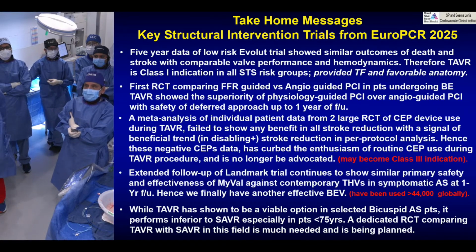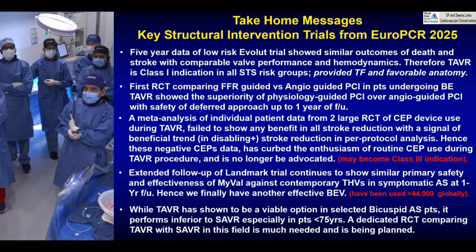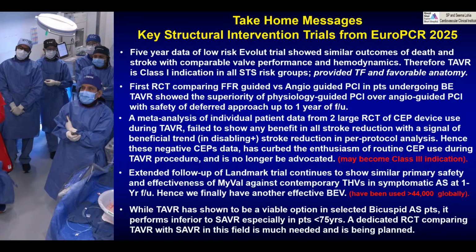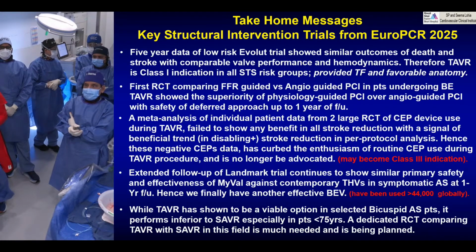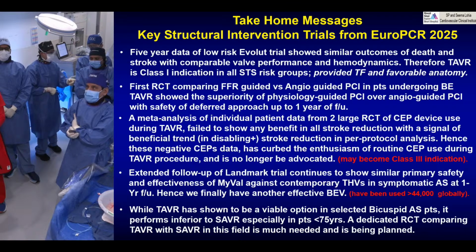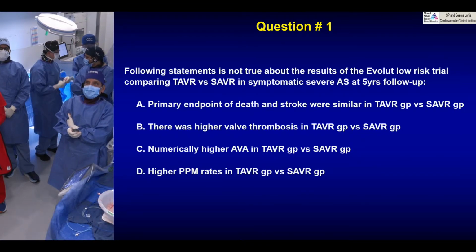It performs inferior to surgery, especially in patients with younger age. Notion 2: a dedicated randomized trial comparing TAVR and SAVR in this field is much needed and is being planned at present. So let me take you through 3 questions.